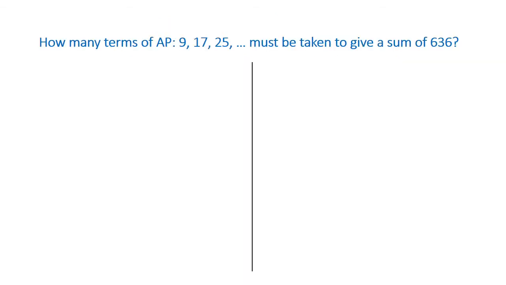How many terms of an AP? They have given you an AP 9, 17, 25. Yes, how many terms must be taken to give a sum of 636?